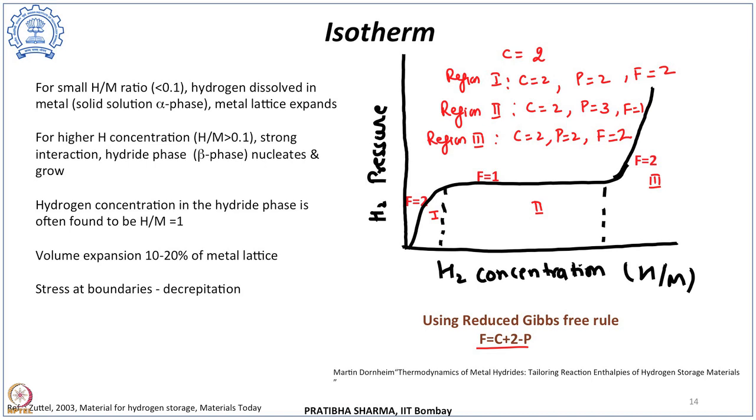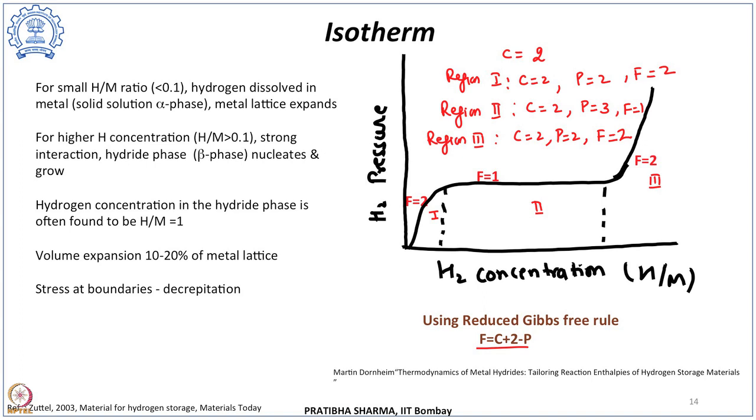Now if we see the second region, where the 2 phases are coexisting, again the number of components is the same, but the number of phases is 3: hydrogen, an alpha phase, and a beta phase. So the number of degrees of freedom for region 2 is 1, and that is why we get a plateau. The concentration changes here at a constant pressure, and we will define in the next class that the equilibrium pressure is given by this plateau pressure. So in this second region, the number of degrees of freedom is only 1.